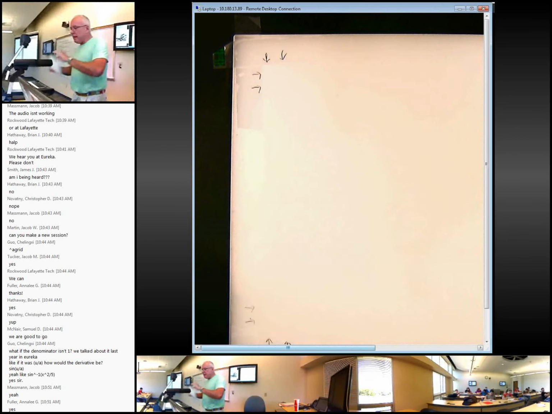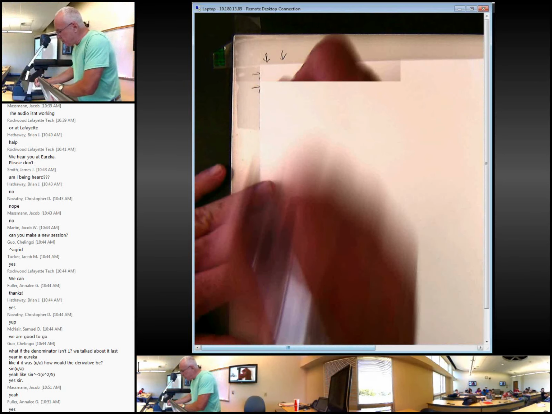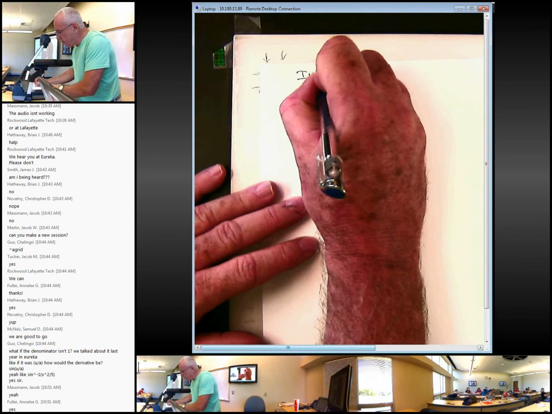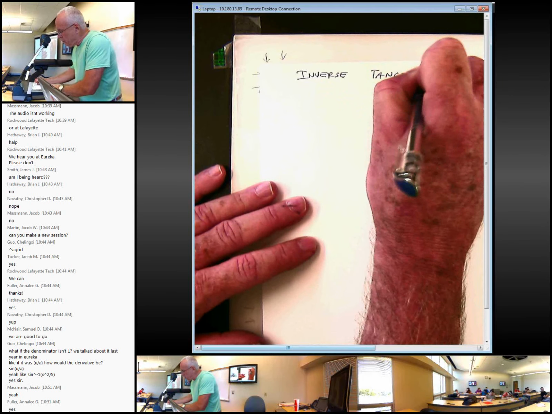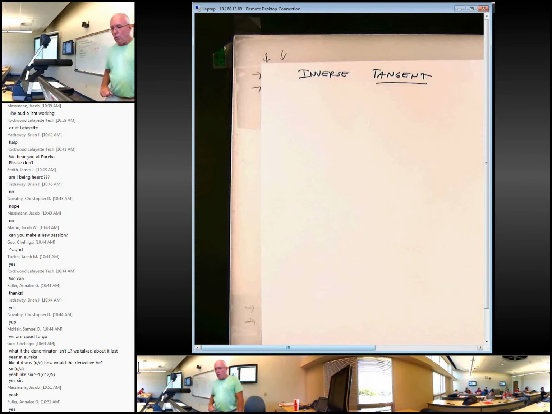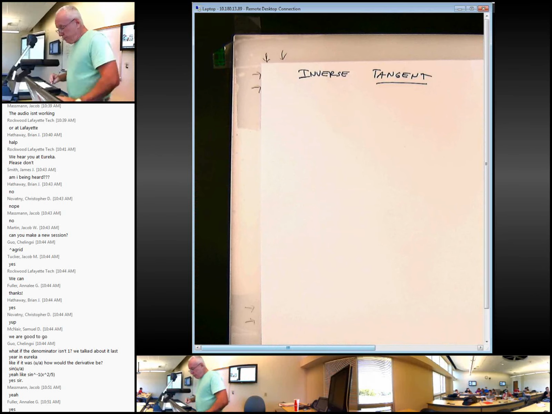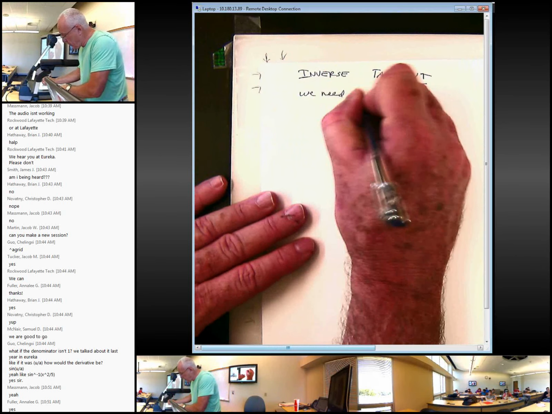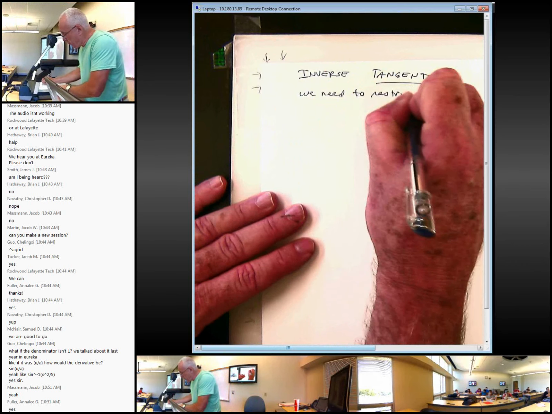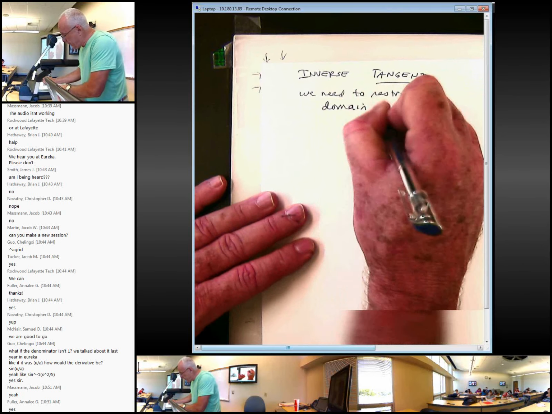So we've done the sine inverse, we've done the cosine inverse. Now we have the inverse tangent. Those are the three that we're going to be focusing on. Okay. So now with tangent, we need to restrict the domain of the tangent function.